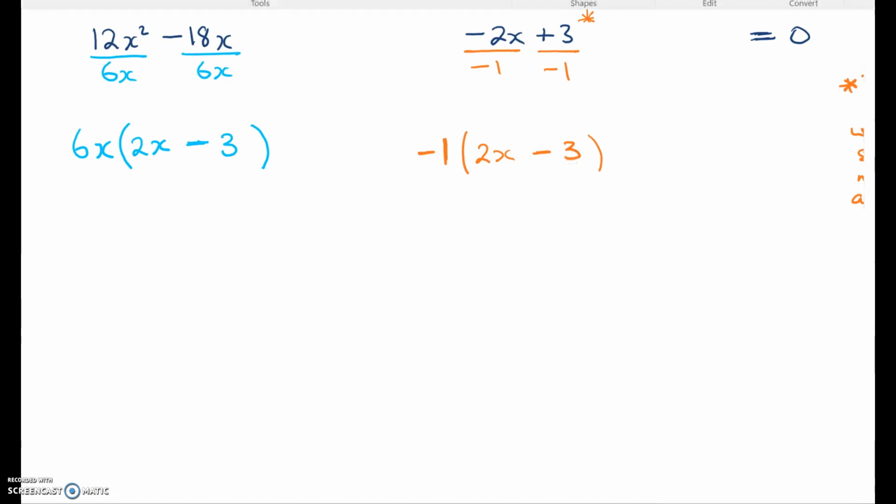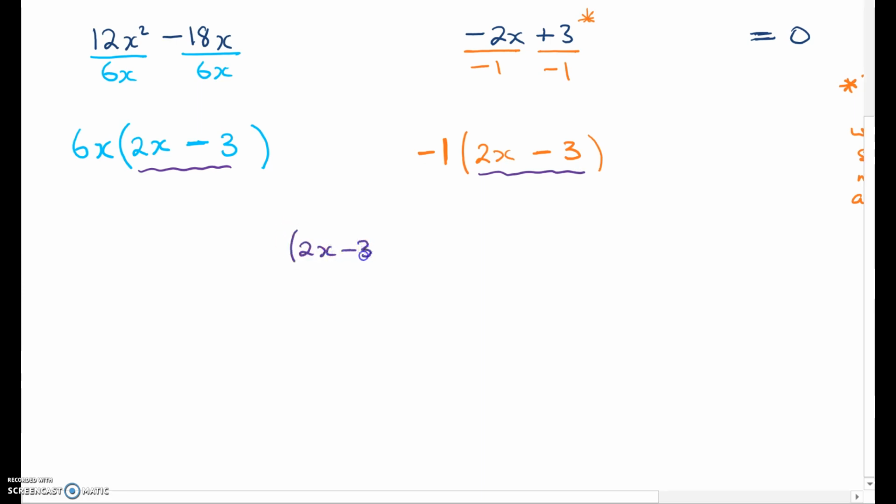Now, as always, check that the inside factors are the same as one another. They are. So that means we can put those in one parenthesis, 2x minus 3, and put the other factors, the outside factors, in the second set of parentheses. So 6x and minus 1. And remember, this is the bit that it's easy to forget, we're always saying all of this is equal to 0.